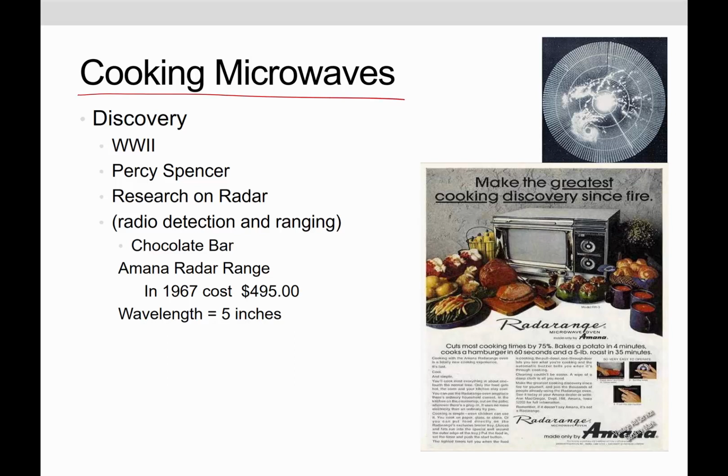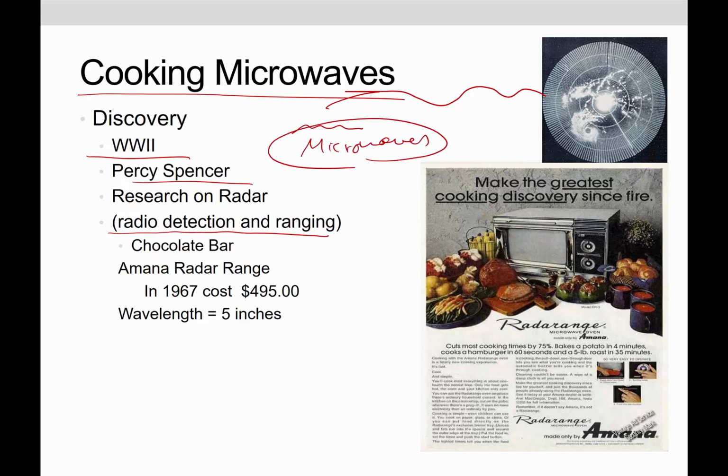Now let's talk about microwaves we use for cooking. Interesting story about their discovery. Back in World War II, an American scientist named Percy Spencer was doing some research on radar, radio detection and ranging. They wanted to come up with a way of looking at the sky and not seeing just clouds, being able to penetrate through the clouds. So they came up with the idea, let's use a shorter wavelength than radio waves, which are long wavelength, and they started using microwaves.